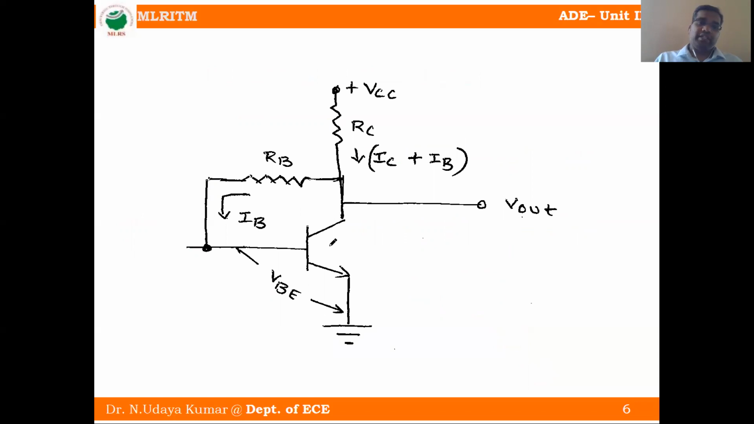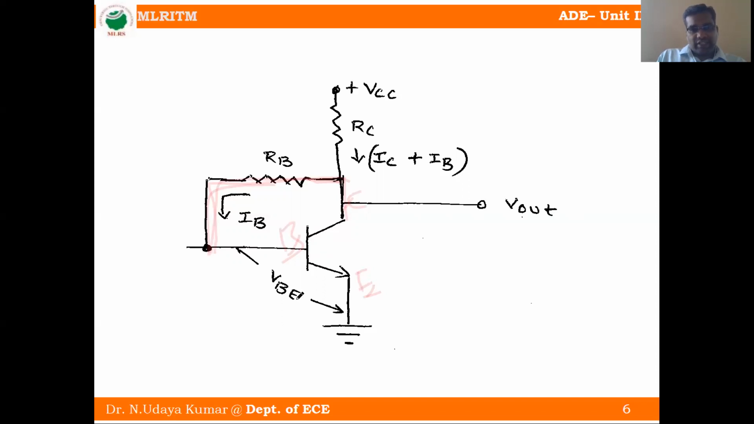From the name, it suggests that this is the emitter terminal, this is the base terminal, and this is the collector terminal. So we are connecting a resistance, RB, from collector to base. That's why it is collector to base bias. You can clearly observe it is a 3-terminal transistor: emitter, base, collector.